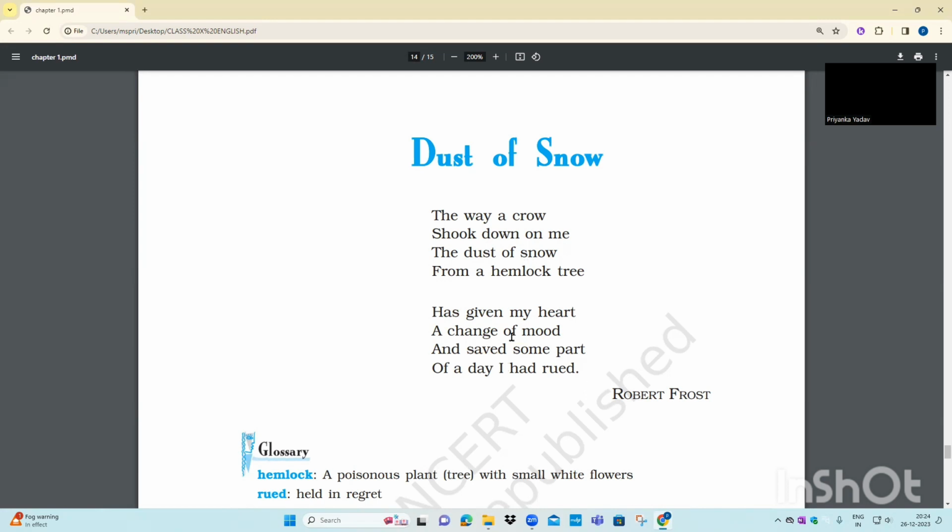So let's begin. Here in this poem, the poet presents a simple moment, but it has a larger significance. The poet is saying that he is in a sorrowful mood. He is in a pensive mood. He is in utter despair and he is sitting under a hemlock tree, right? So hemlock tree is a poisonous plant or tree with small white flowers, right?